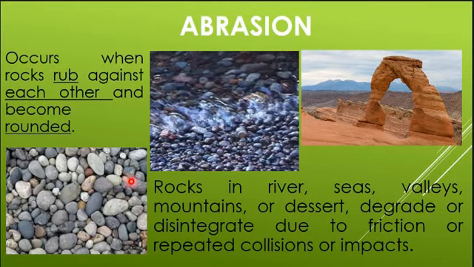Bakit round? Kasi dahil nga sila ay sumasama sa tubig, definitely, etong tubig na ito yung nagiging dahilan para yung mga bato ay magkiskisan, magbungguan. Kaya, ang tendency tuloy ng shape ng mga rocks na ito ay it will become rounded. No? Now, rocks in rivers, seas, valleys, mountains, or deserts degrade or disintegrate due to friction or repeated collision or impact. No? So dahil nga sa bungguan, kiskisan, maaring ito ay mag-break.